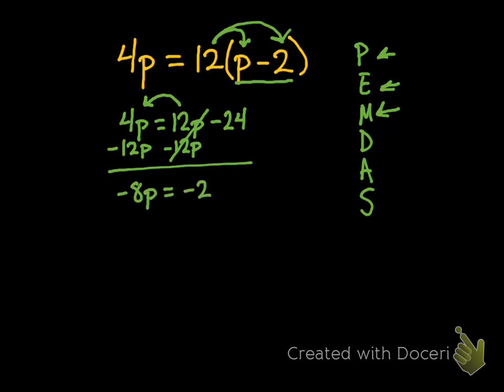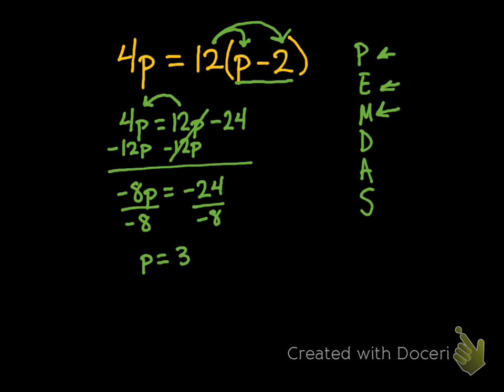equals negative 24. Now, negative 8 is being multiplied by p, so we need to do the opposite, or the inverse operation, which is division. Divide by negative 8 on both sides. We end up with p equals positive 3.